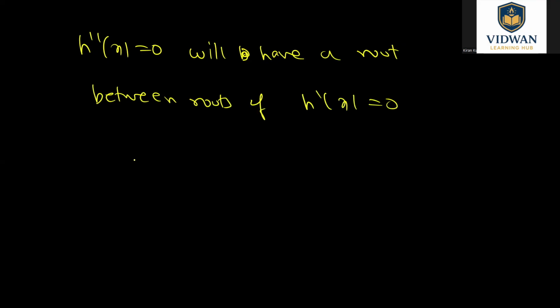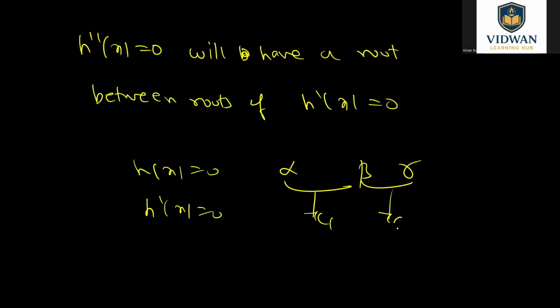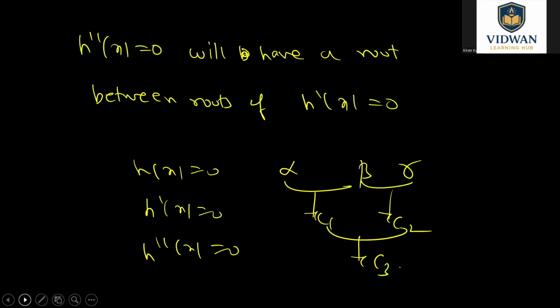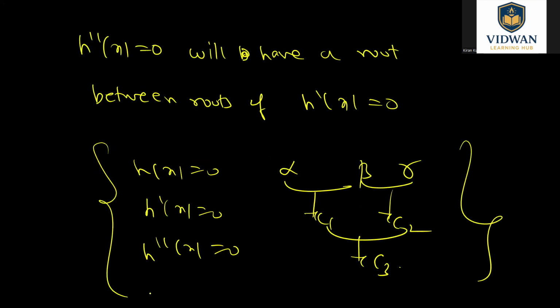Just like, suppose h of x equal to 0 has some roots alpha, beta, gamma, h dash x equal to 0 will have one root c1 between the first two, and another root c2 between the next two. And h double dash x equal to 0 will have a root c3 between these two. So therefore you can conclude that in the interval, h double dash x equal to 0 will have a root. Using this logic.